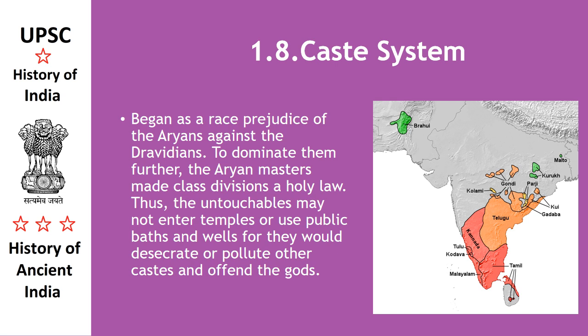Began as a race prejudice of the Aryans against the Dravidians. To dominate them further, the Aryan masters made class divisions a holy law. Thus, the Untouchables may not enter temples or use public baths and wells, for they would desecrate or pollute other castes and offend the gods.